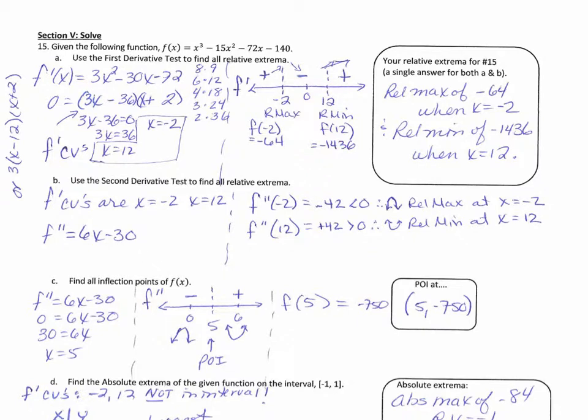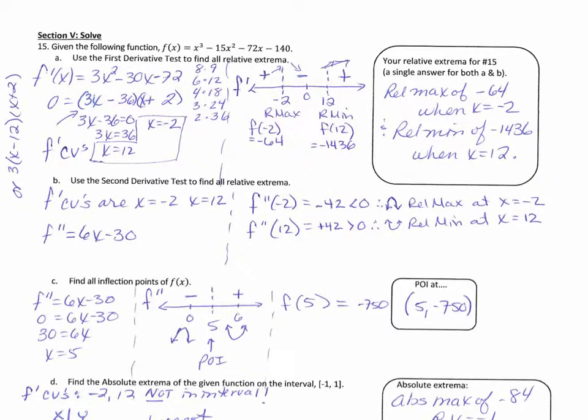Find the y values. I don't want to see that work. Just say what it is, give me a number. If you have to substitute it in, go use the scrap paper. In applied calc, I don't need to see that arithmetic. Your answer then is a relative max of whatever the number is when x is -2, relative min of, we got -1436 when x is 12.